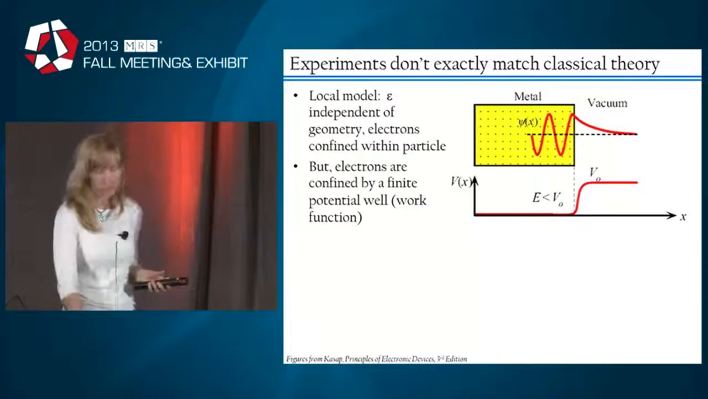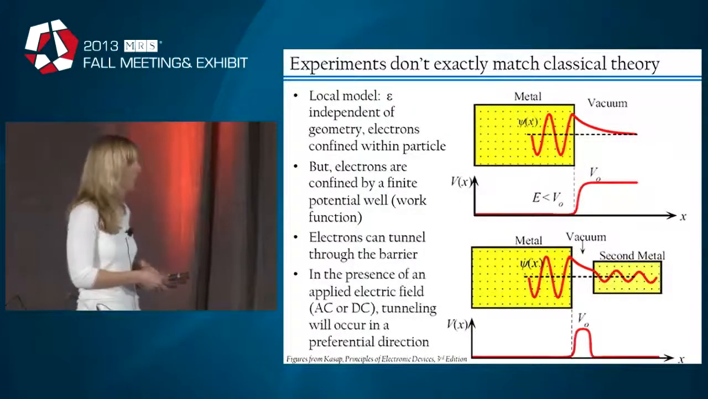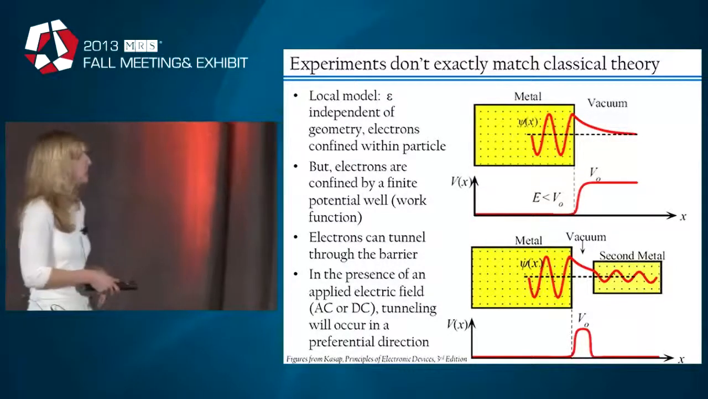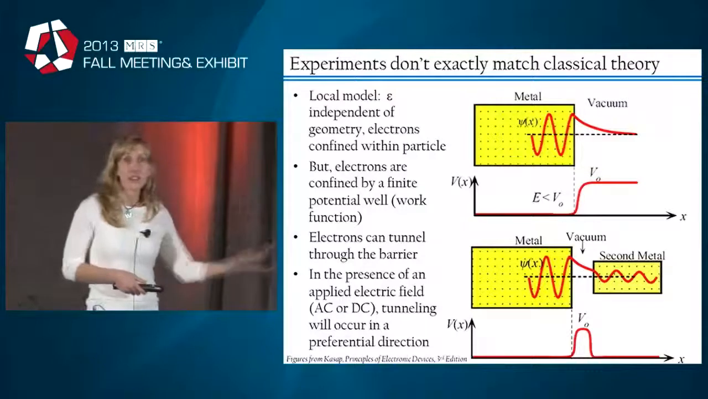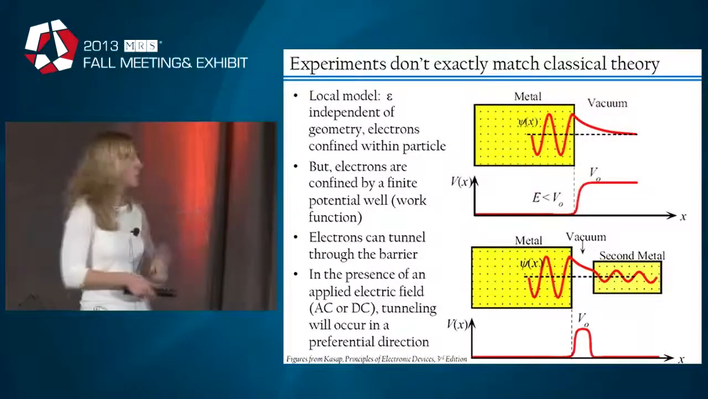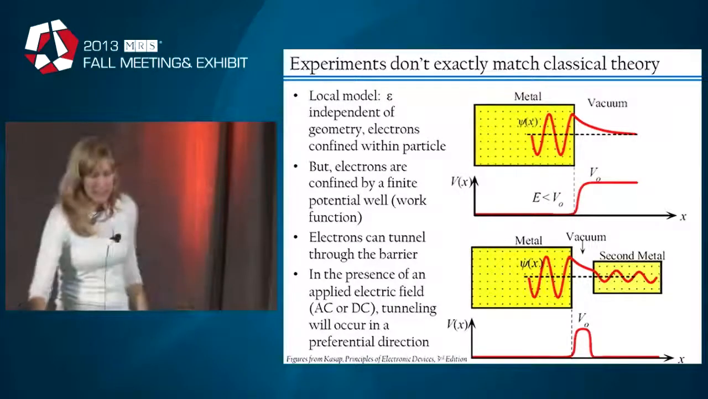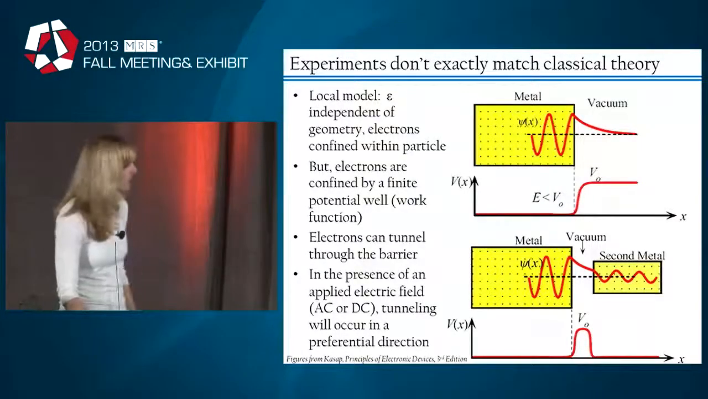Determined by the work function of the metal. So in the presence of an applied electric field, whether it's an AC electric field or a DC electric field, then electrons can tunnel over this work function into the neighboring particle. And this tunneling will significantly impact plasmonic properties.